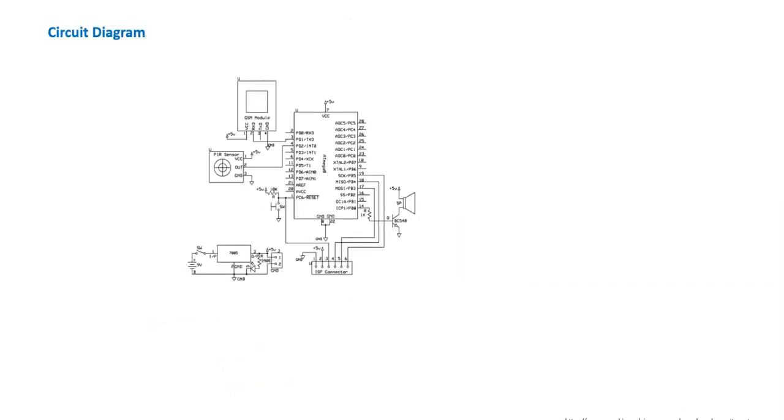So next is circuit diagram. We know the circuit diagrams are actually the more detailed interconnection of components. Like here it is a microcontroller in the center, then there are other devices like GSM module, PIR sensor, and this is the actuator, which is speaker, loudspeaker.